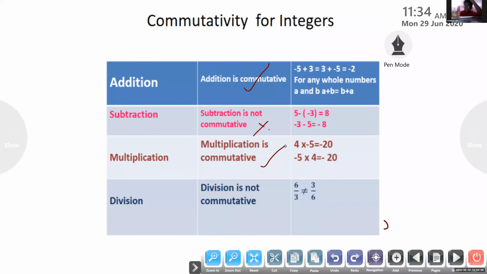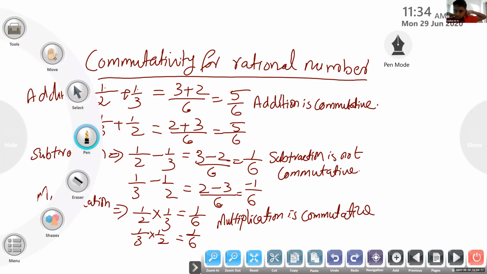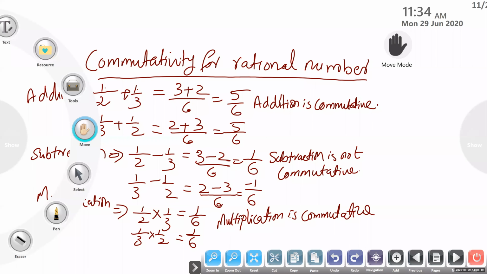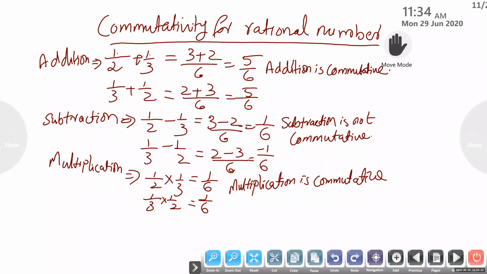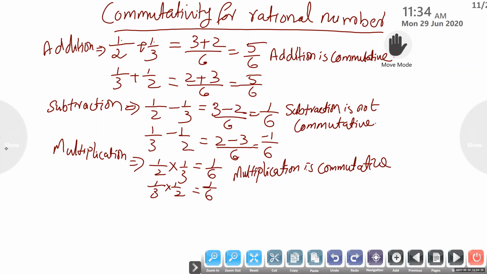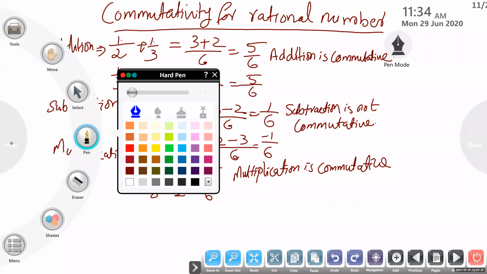Okay. Now we discussed about the rational numbers multiplication. Now we will do division also. We have to find what's happening when rational numbers are dividing. Division of rational numbers. That also we will check.